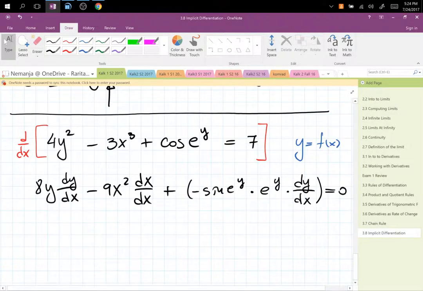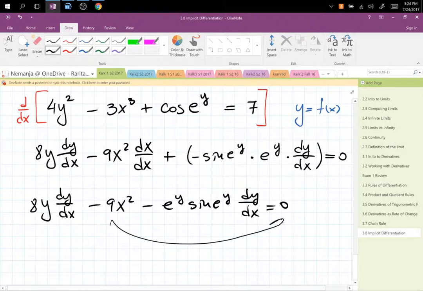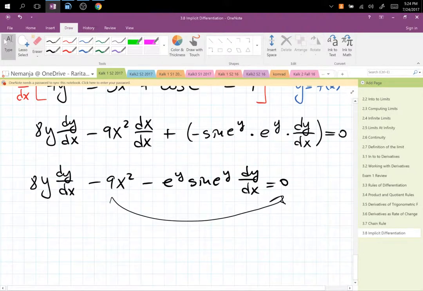So what's left? 8y dy dx. We used to write this y prime, but this is far superior. Minus 9x squared. Dx over dx, that cancels. Minus e to the y sine e to the y dy dx equals 0. Move this term to the other side. Factor out dy dx.